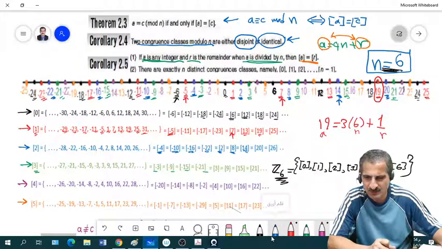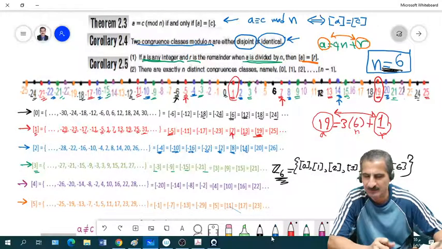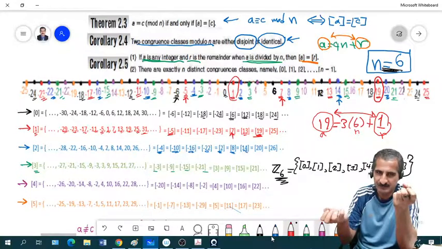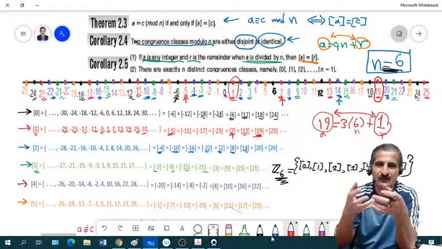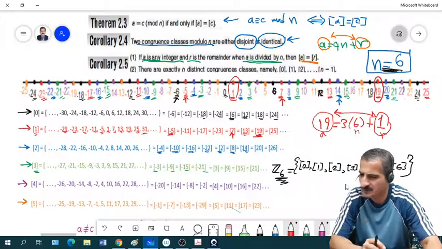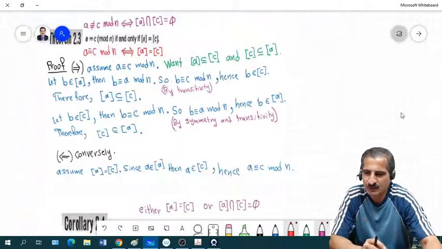Is it true that the equivalence class of 19 is the same as the equivalence class of 1? Let us see. If they have the same color, then this is true. Equivalence class of 19, and here is 1. Okay, good. It is the red one. So the number and its remainder after dividing by n live in the same equivalence class. Now we got a good visualization of the three theorems, and now we go to prove them.